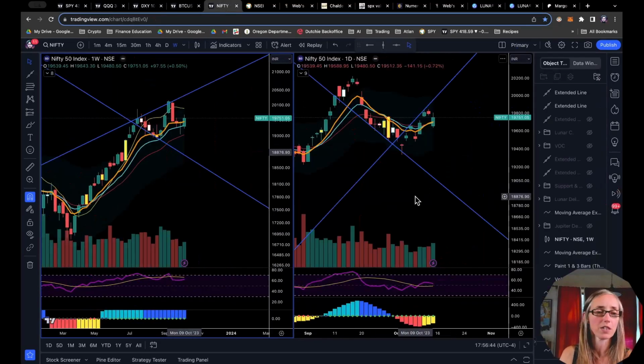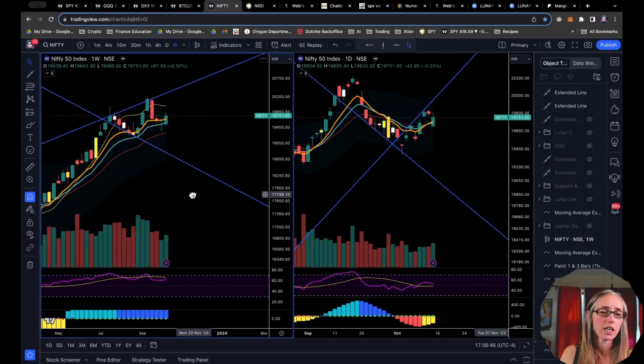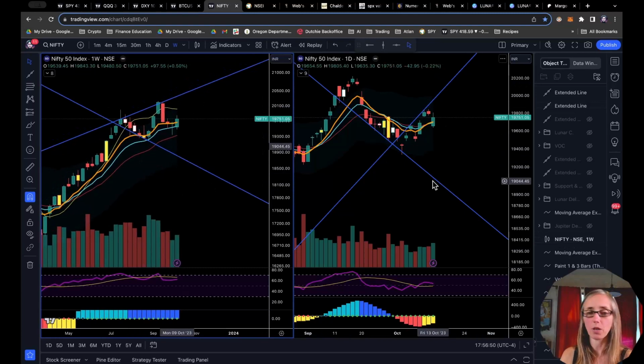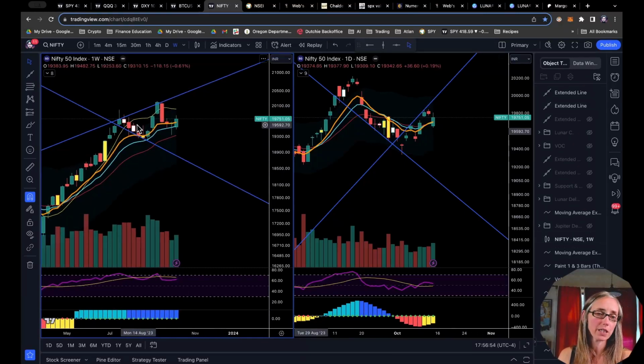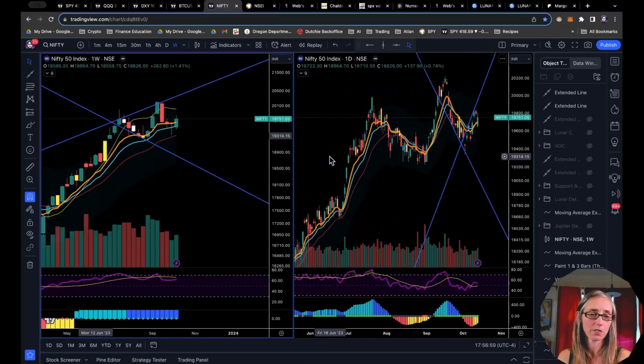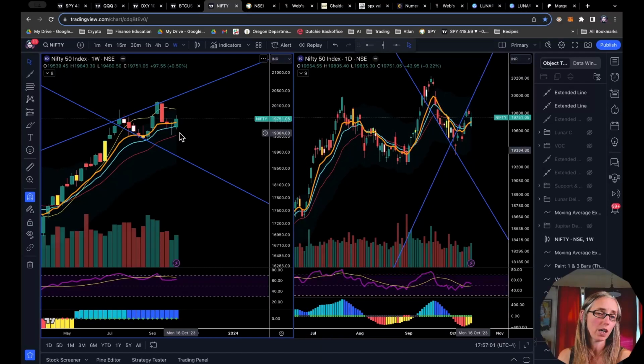Let's take a quick look at Nifty. Nifty has a weekly broadening formation, a daily broadening formation. And we have to be cautious here for the potential possibility of setting up a higher time frame head and shoulders. That if that happens though, what we would need to see is for this bounce to probably come up just a little bit higher.